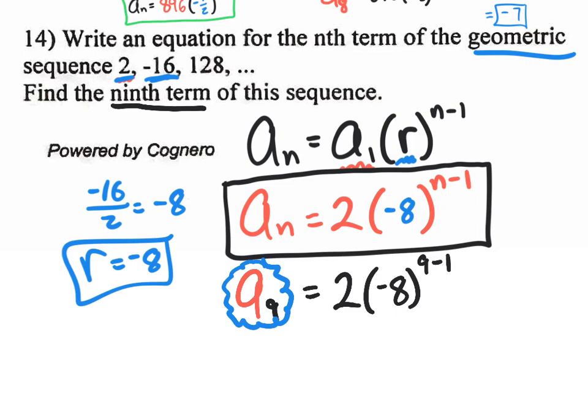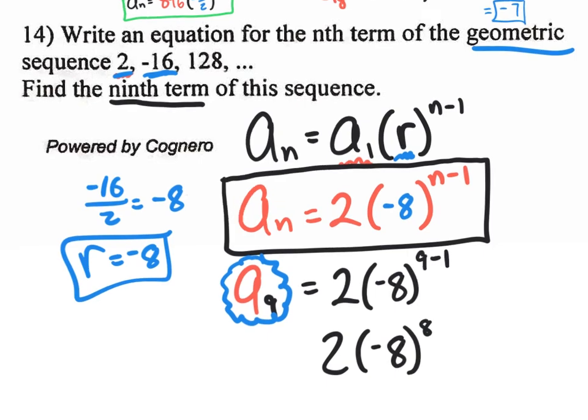So I'm going to type it into the calculator like this. 2, parenthesis, -8, and then to the power of 8. 9 take away 1 is 8. Now, if you're using the Texas Instrument, you have to use the caret button, and you have to use the negative button, not the minus button. On the Casio, it's a little easier. Well, let me type it on the Texas Instrument here.